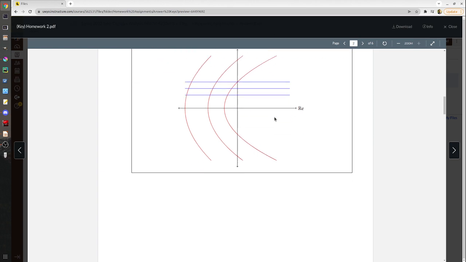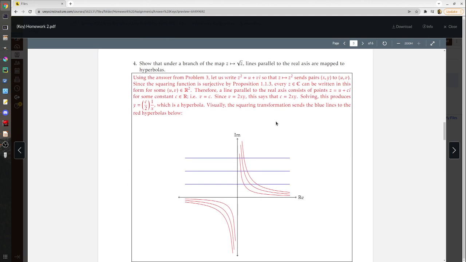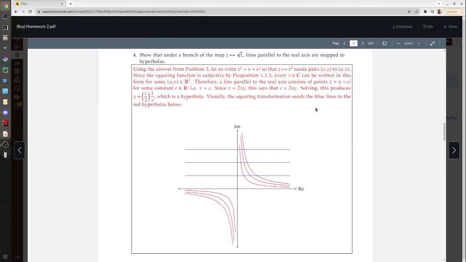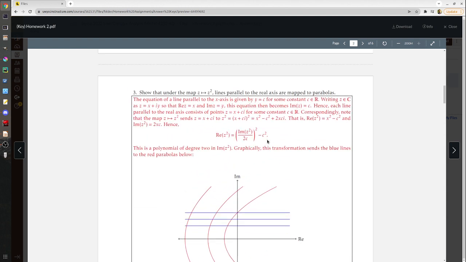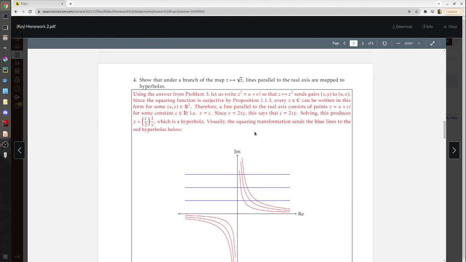Then the part that I think really tricked people up, a lot of people seem to get the first part right, was number 4, which asked the exact same question but with the square root map instead of the squaring map, and said, hey, what do lines parallel to the real axis get mapped to? Well, this is doable without this trick, but it is harder. It is worth mentioning that you can use problem 3, and the intention of putting problem 3 right before problem 4 was that you can use problem 3 to answer problem 4 quite easily.